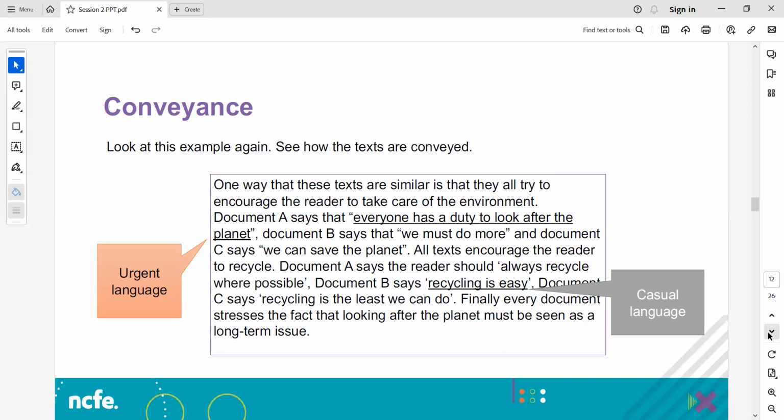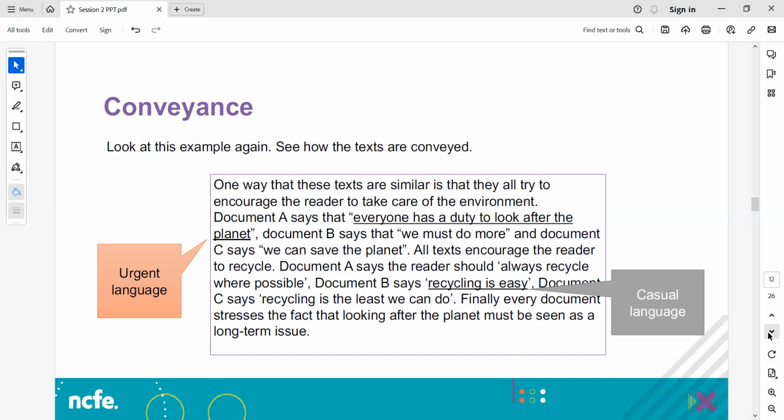Document A says that everyone has a duty to look after the planet. Document B says that we must do more. And document C says we can save the planet. All texts encourage the reader to recycle. Document A says the reader should always recycle where possible. Document B says recycling is easy. Document C says recycling is the least we can do. Finally, every document stresses the fact that looking after the planet must be seen as a long-term issue.